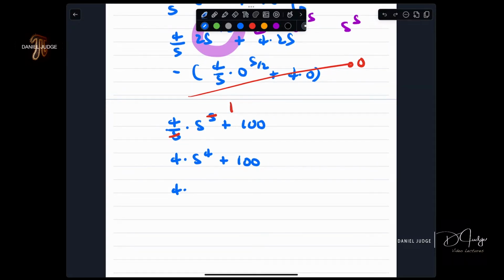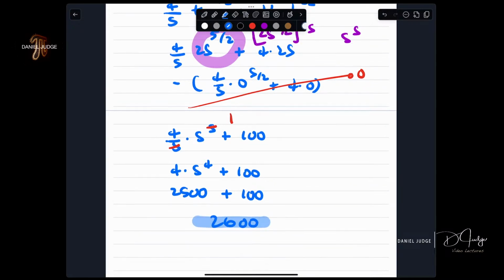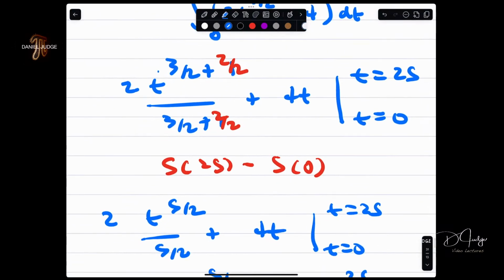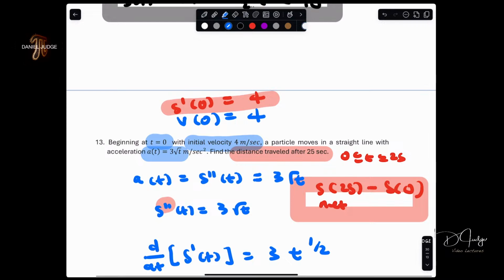This is 2500 plus 100, which means your final answer is 2600. So that's how far the particle has traveled. Now, this is a very specially chosen question again, because really this is net distance. So we have to be careful. This is net, even though they say distance traveled.